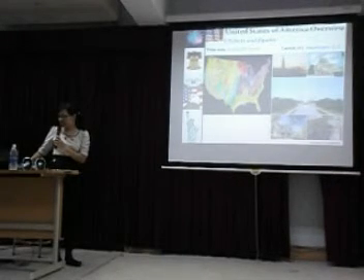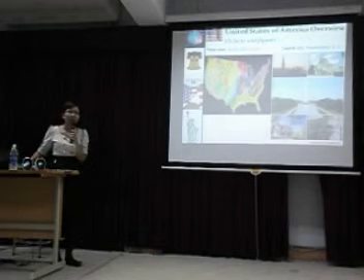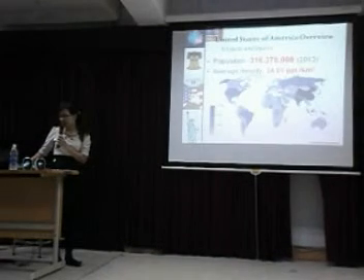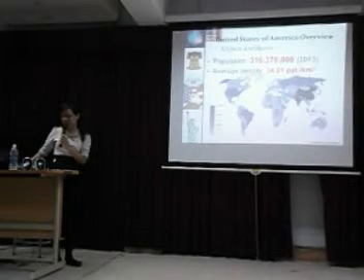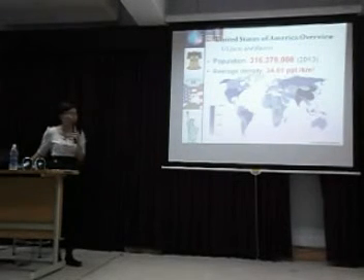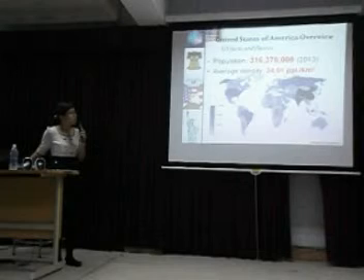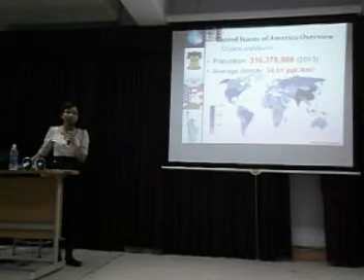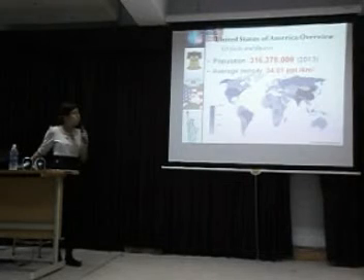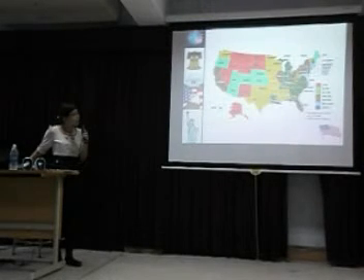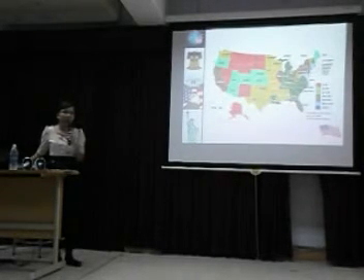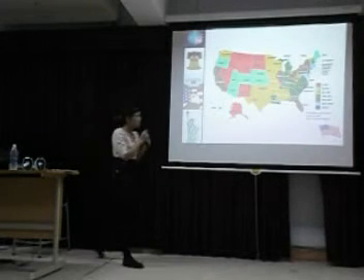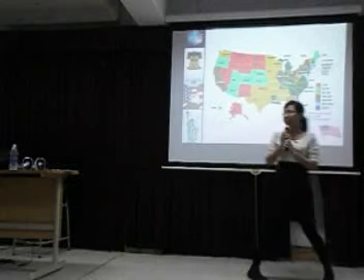And the capital city is Washington D.C. Yeah, District of Columbia. The population is about 300 million people, and the average density is about 34.1 people per square kilometer. Let me tell you in more detail about the population density of this country. Let's look at this map.